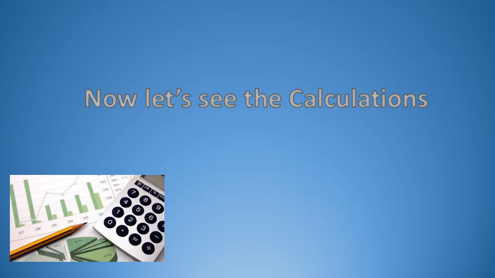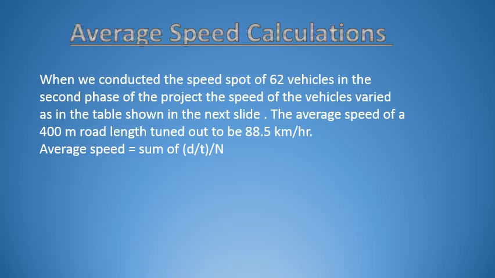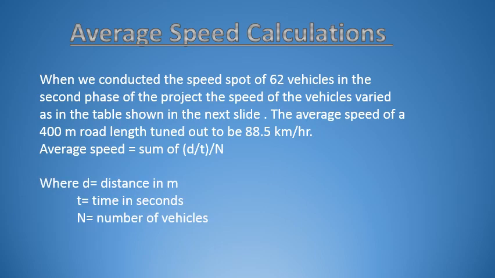Now let's see the calculations. Average speed calculations. After conducting the speed study of 62 vehicles, the average speed over the 400-meter road length turned out to be 88.5 kilometers per hour. As we know, speed is equal to distance over time, and since we want average speed, it will be the sum of the distance over time, over n, which is the number of vehicles. Now let's see in the next slide how we got the value 88.5 kilometers per hour.